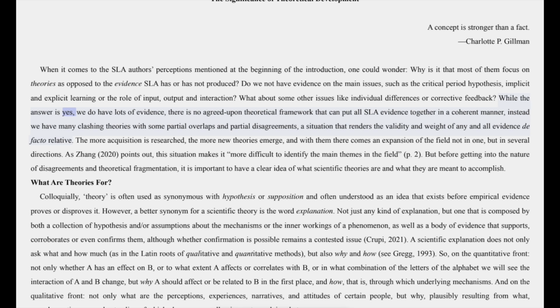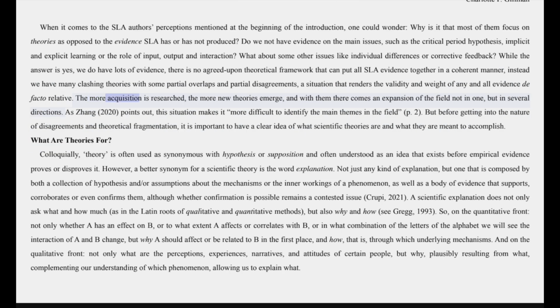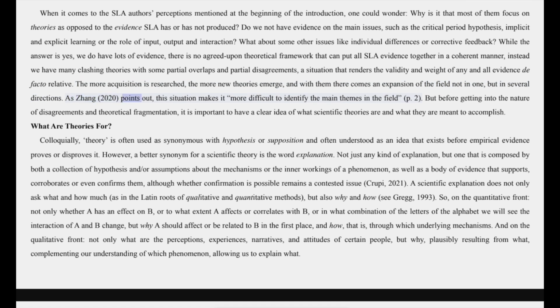While the answer is yes, we do have lots of evidence, there is no agreed-upon theoretical framework that can put all SLA evidence together in a coherent manner. Instead, we have many clashing theories with some partial overlaps and partial disagreements, a situation that renders the validity and weight of any and all evidence de facto relative. The more acquisition is researched, the more new theories emerge, and with them there comes an expansion of the field not in one, but in several directions. As Zhang 2020 points out, this situation makes it more difficult to identify the main themes in the field.